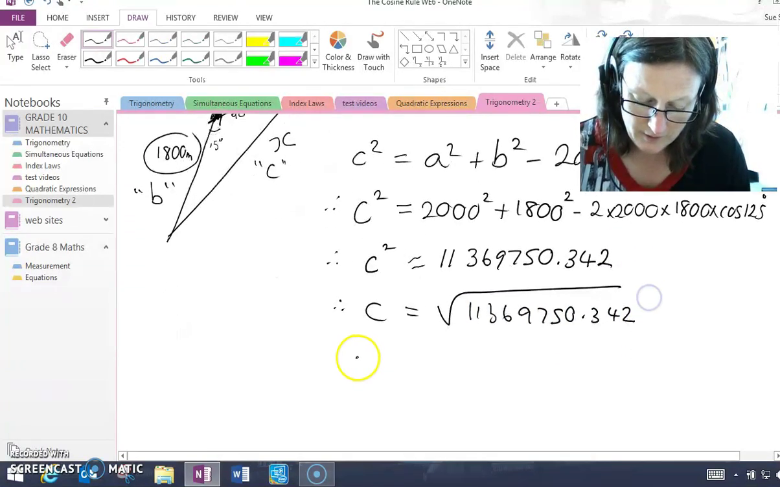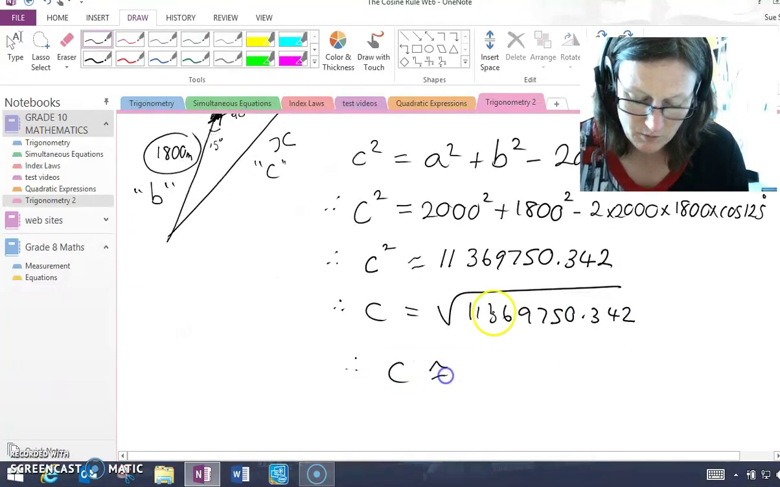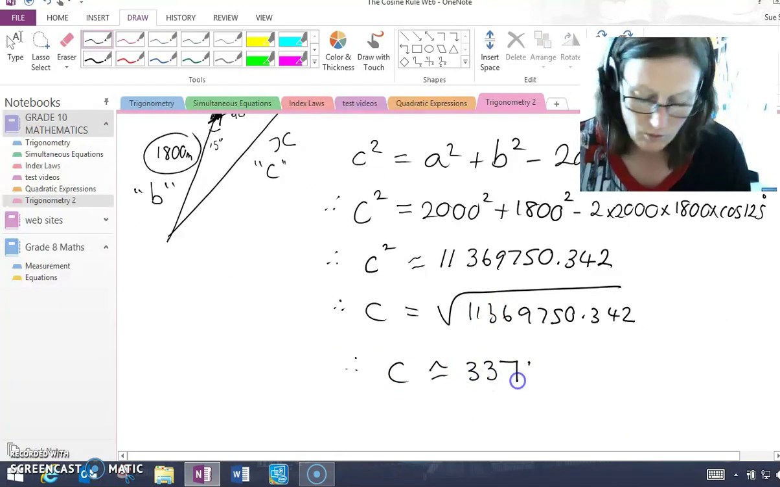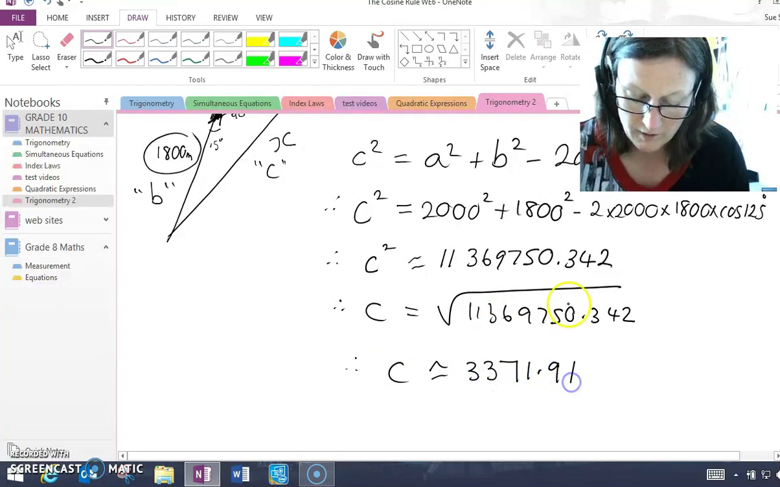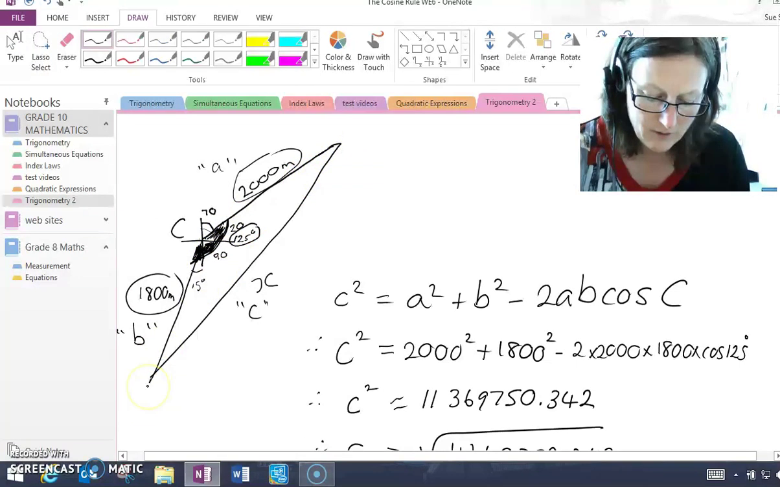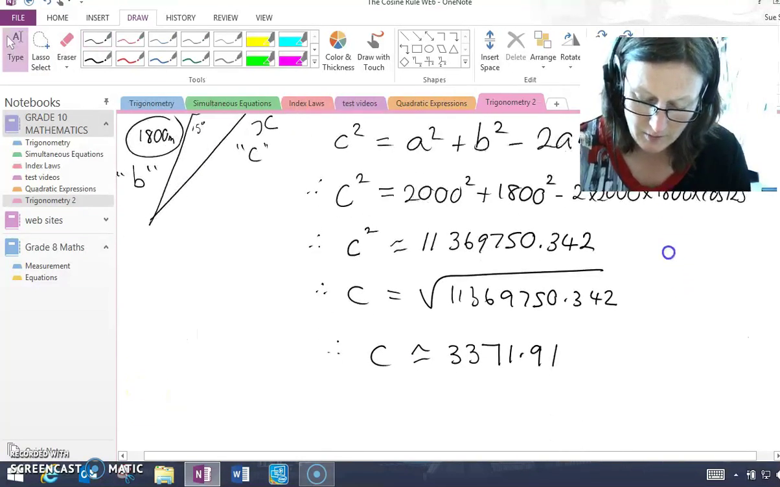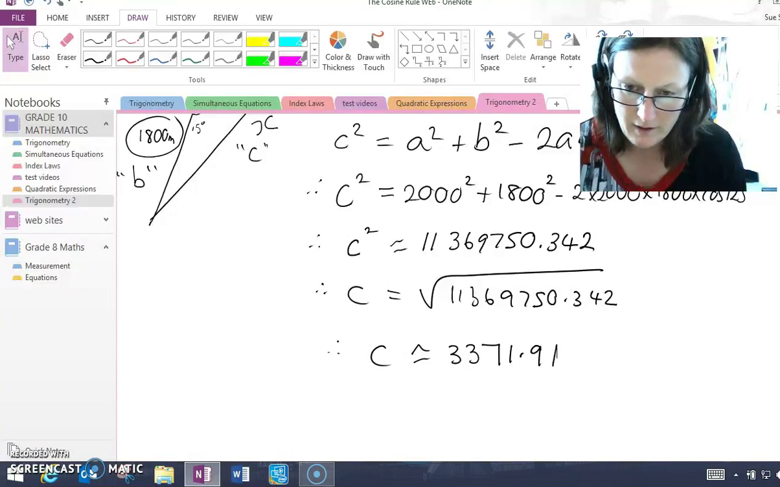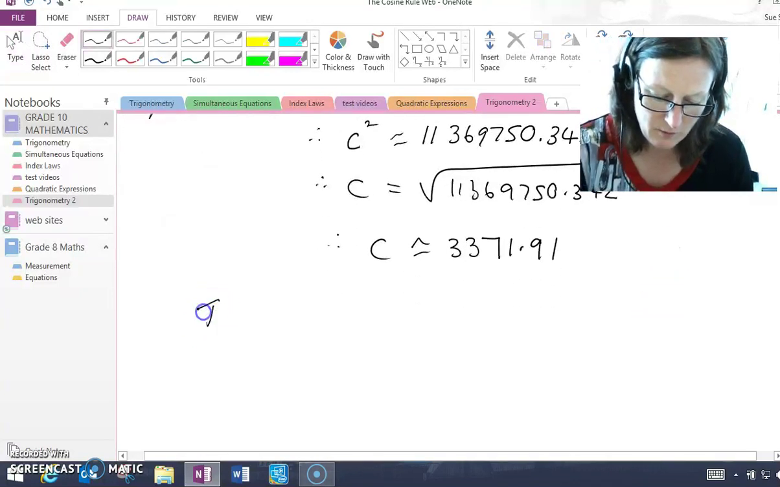pop that into our calculator, rounding it off to 2 decimal points. C is approximately 3371.91. So if one girl rowed 2,000 metres in one direction, the other 1,800 in the other direction, they end up 3371.91 metres apart. It started as a sentence, so we finish.